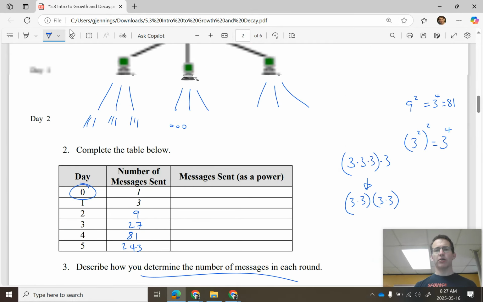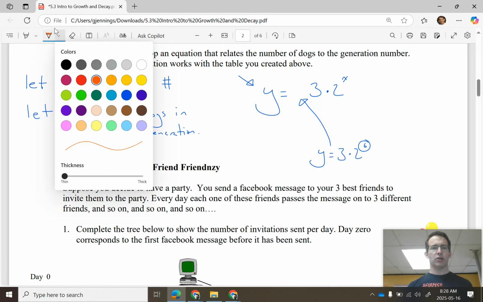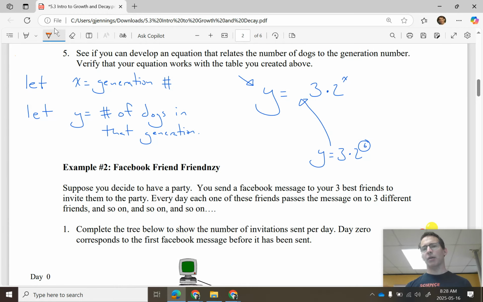Let's see if we can see some patterns in the last formula we developed, because I felt like we did some good work there. Okay, so I'm going to annotate this formula up here. I would annotate it as well if I were you. Here we have 3, the initial number of dogs. And 2 is how much it grows by each generation, the factor by which it grows by each generation.